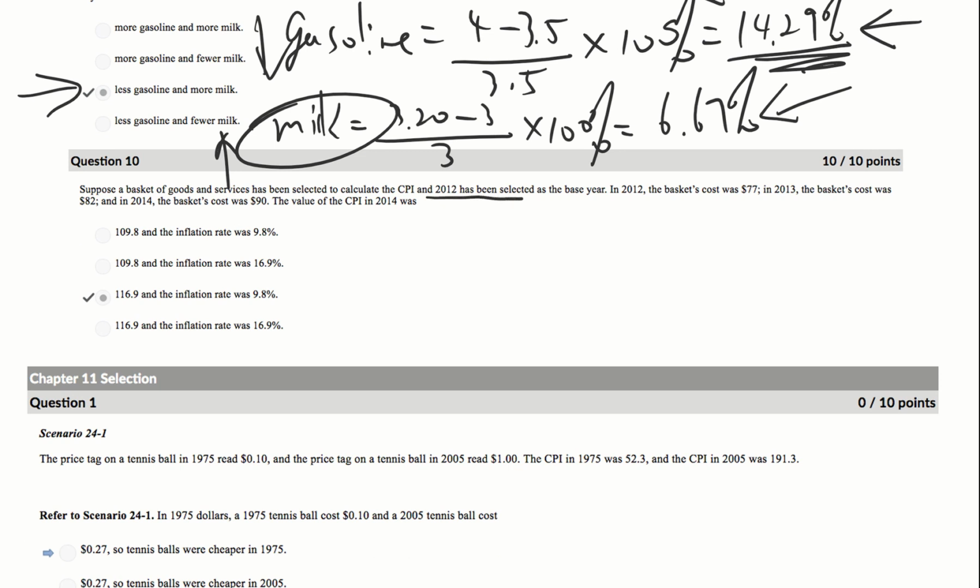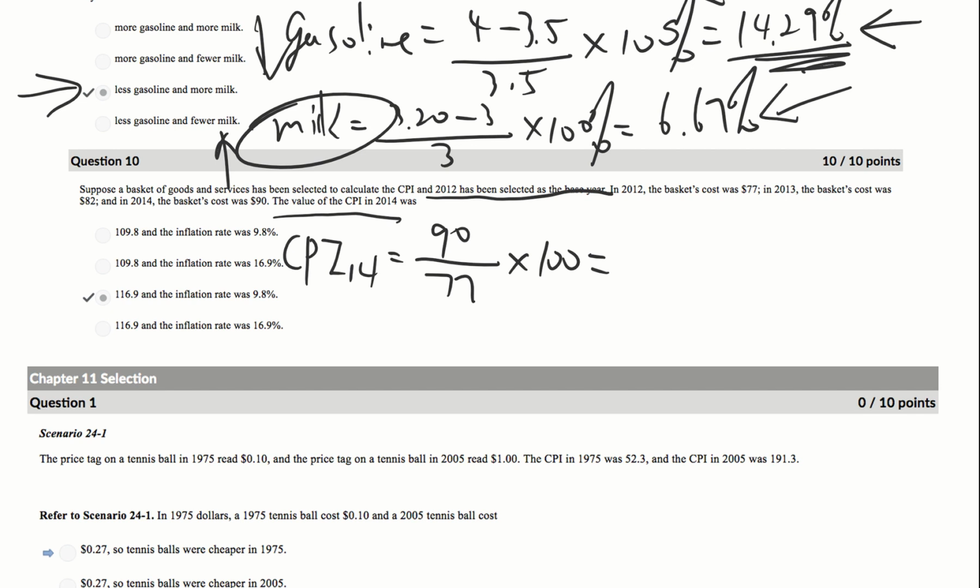So 2012 is the base year now. 2012 costs is 77. 2013 costs is 82. 2014 costs is 90. Then what is the CPI for 2014? All right, so CPI for 14, this would be the basket value for 14, which is 90, over the base year basket value 77 times 100.